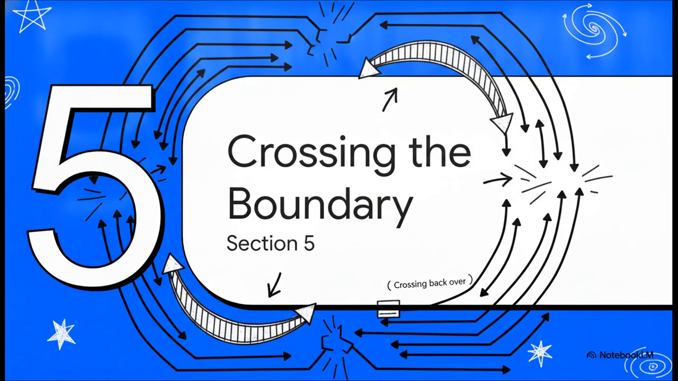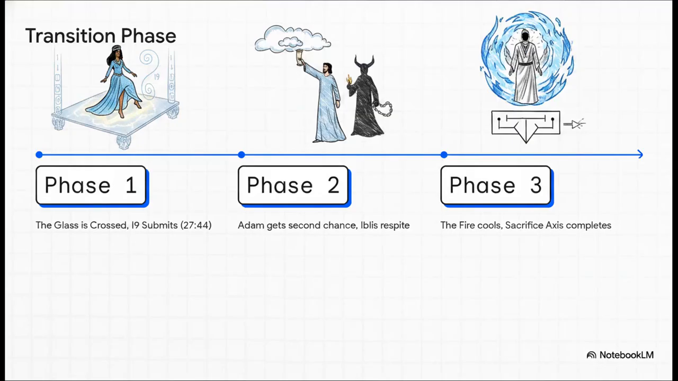Section 5. Crossing the glass boundary. Okay, let's look at how the system actually transitions back into a completed flow. In verse 2744, the Queen of Sheba steps onto a glass floor, initially mistaking it for water.